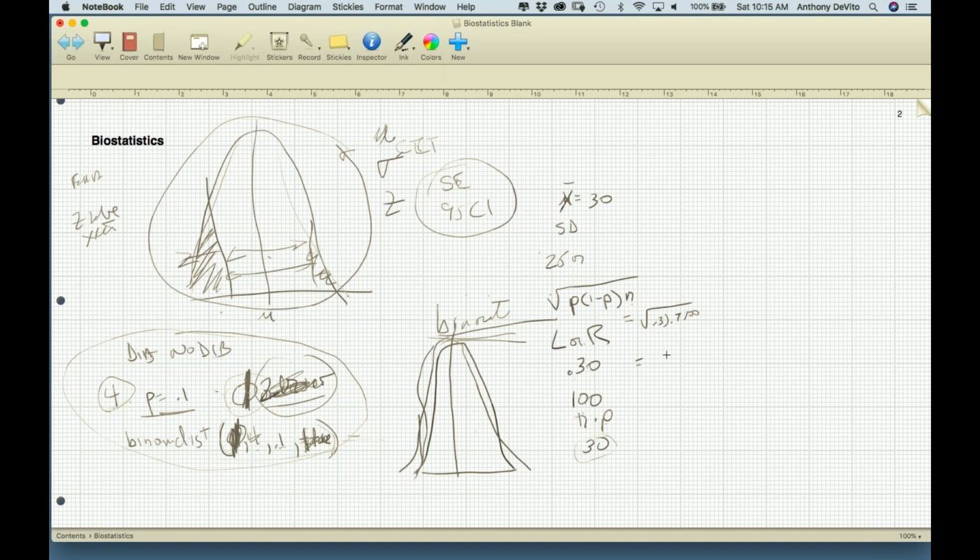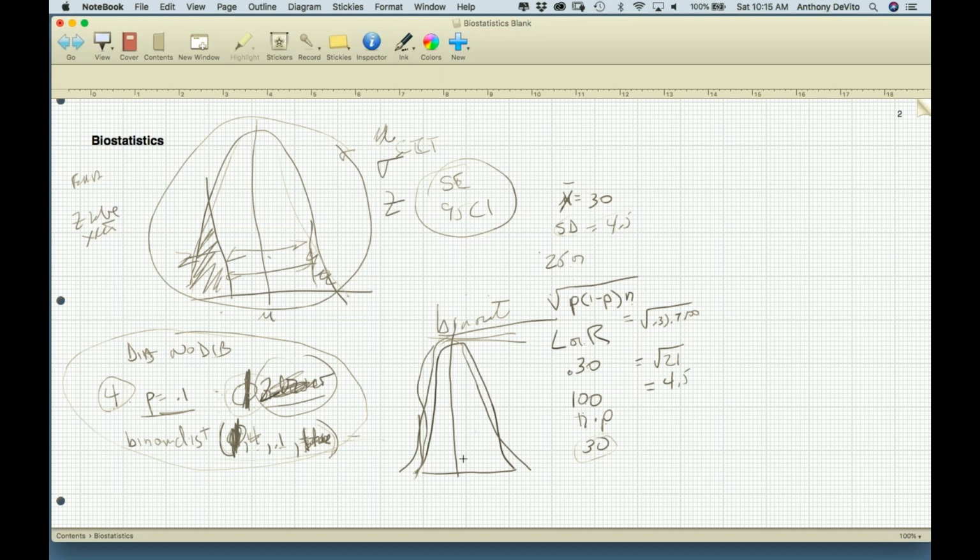0.21 times 100 is 21, square root of 21. Let's see, 4 squared is 16, 5 squared is 25. So I'm going to say approximately 4.5. That's approximately 4.5. So if the standard deviation is 4.5, remember that's an approximation, right?